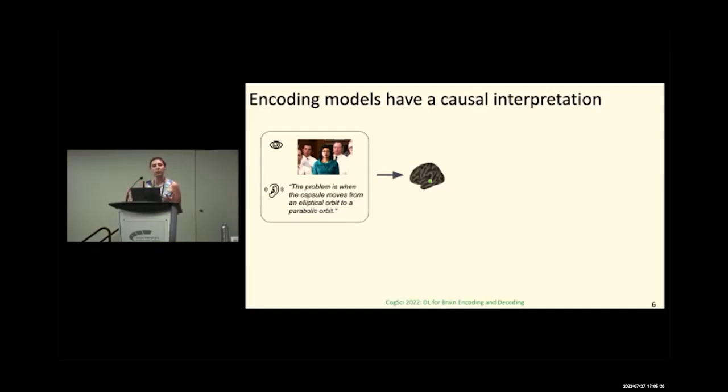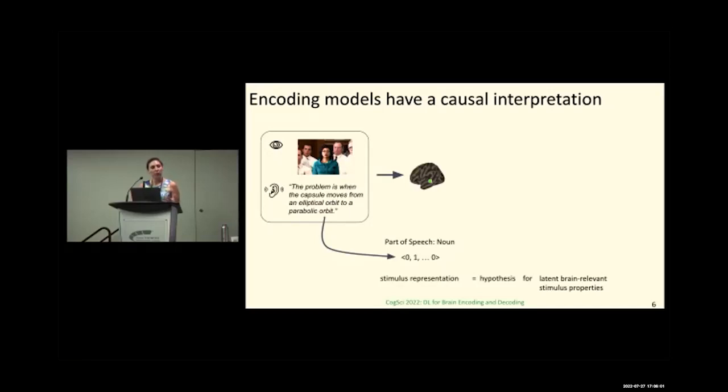Let's say we want to investigate how the stimulus affects a specific brain area in the brain. Let's say that we have a hypothesis that the part of speech of specific words actually affects the brain activity. So we can evaluate that hypothesis by building a representation of the part of speech. Let's say we can represent orbit with a one hot vector with one corresponding to a noun, because orbit is a noun, and zeros for all other types of part of speech.